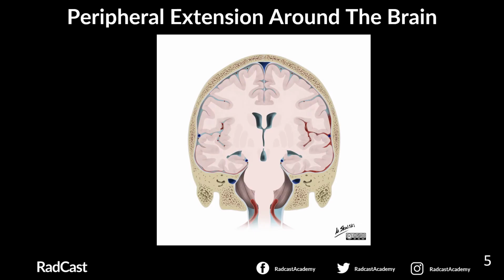In this diagram, there is peripheral extension of subarachnoid hemorrhage around the surface of the brain. As you can see, the blood here follows the gyri and sulci of the brain surface. This appearance is characteristic for subarachnoid hemorrhage.